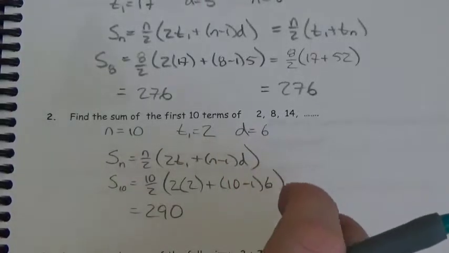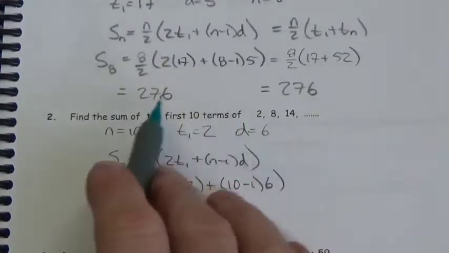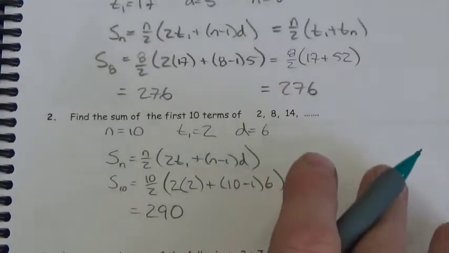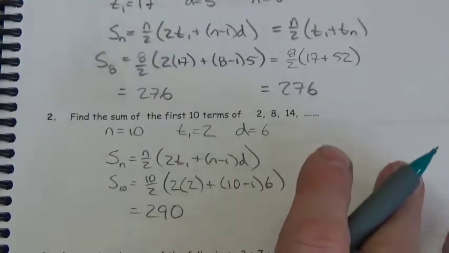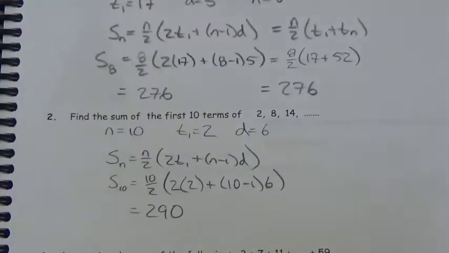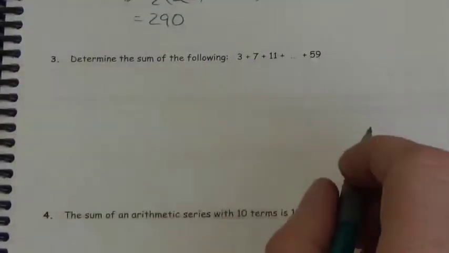Please use the equation. Please don't write out the first 10 terms. In a case like this, you could do that quite easily. I'm not saying that would be hard, but in this case that would be needlessly difficult, let's just say. All right, now in this case, let's determine the sum of the following.